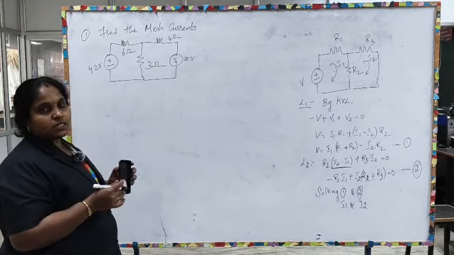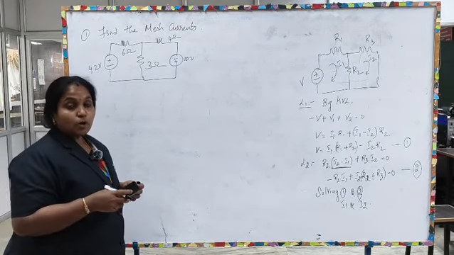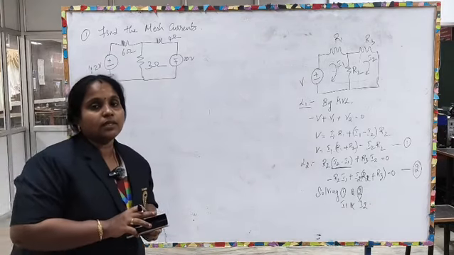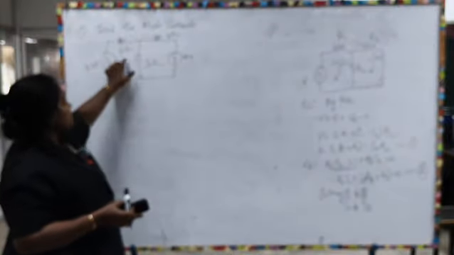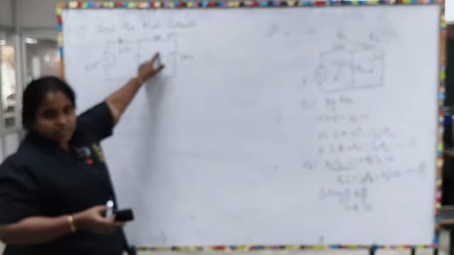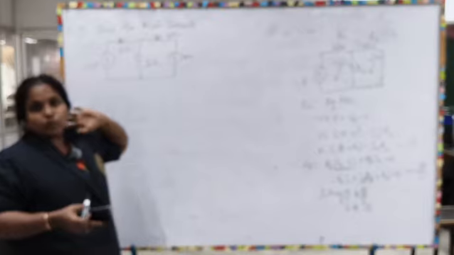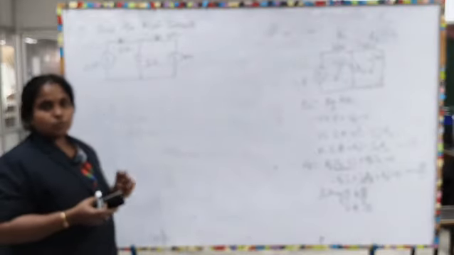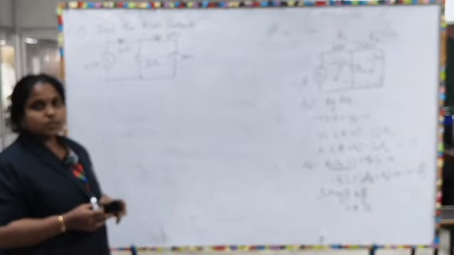Right. So, consider this simple circuit and this simple problem. In this case, the question is to find the mesh current. Here the circuit is given. So, we have a 42 volt source, 6 ohm, 3 ohm, 4 ohm resistors, and we have a 10 volt voltage source. Now, we will see how to find the solution for this problem using the mesh analysis method.